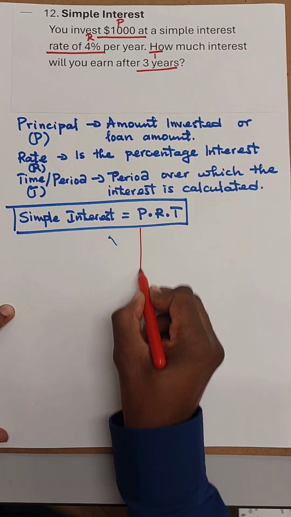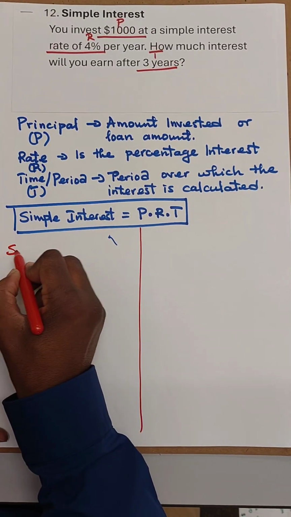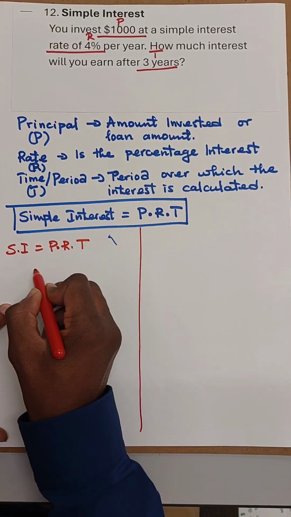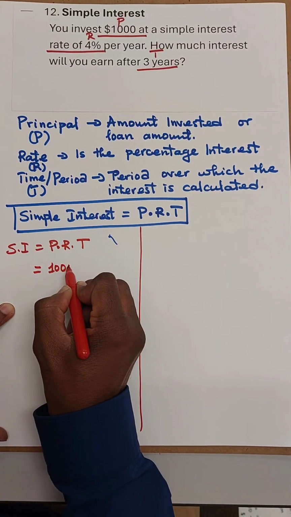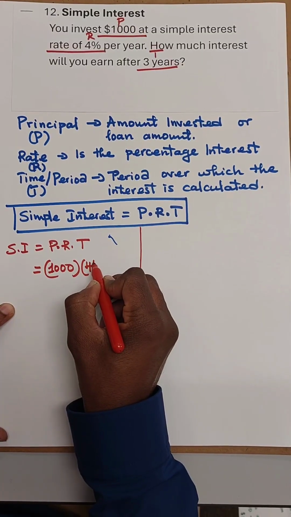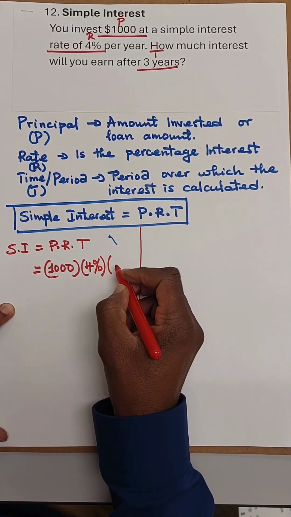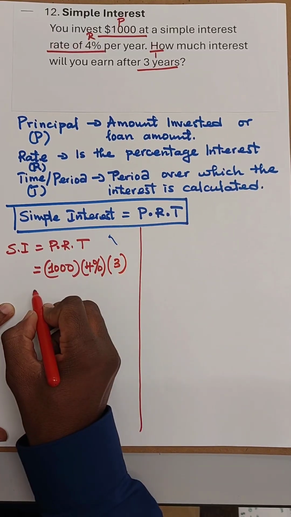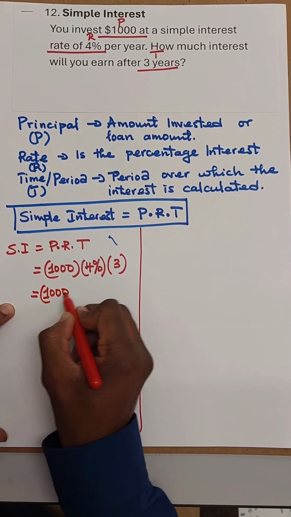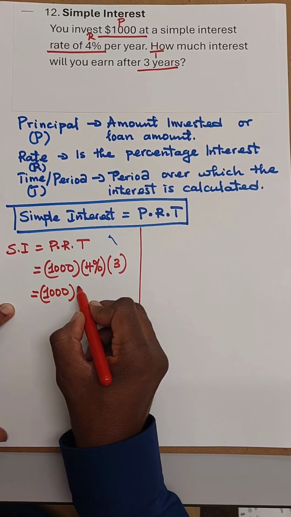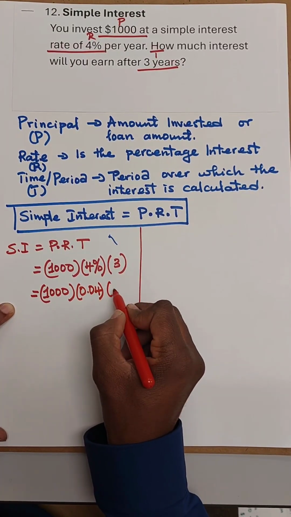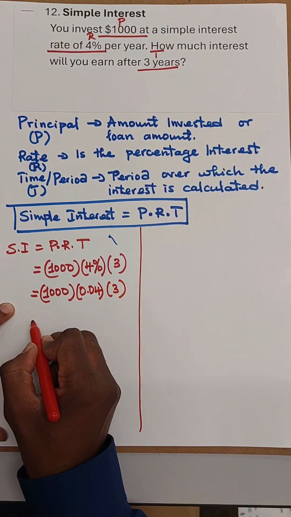So there are two ways of going about this. You could go by using the formula simple interest equals principal times rate times time, which will give you 1,000 times the rate of 4%, and then times 3 years. Okay, you want to pay attention that 1,000 times 4% is the same as 0.04, and then times 3 years.